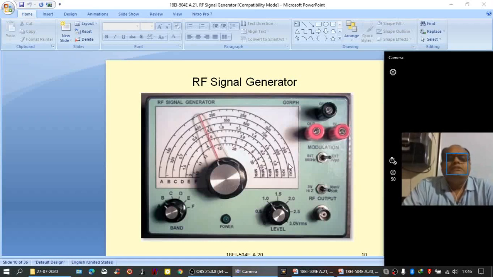So for transmission of an audio signal through air, the distance is very limited. Even through cables also, actually through air there would be a lot of distortion.